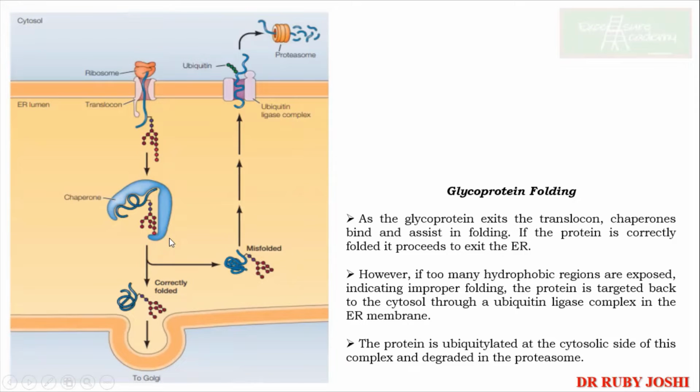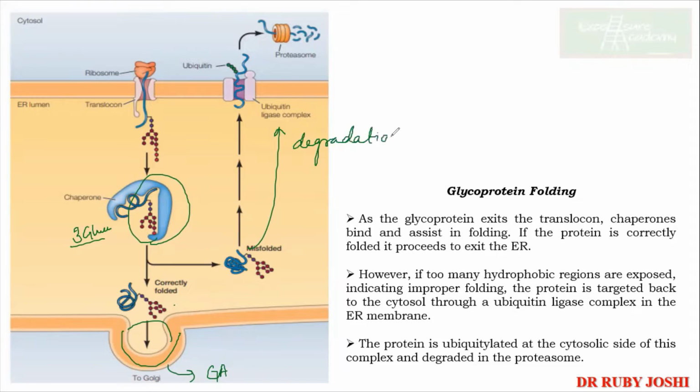Now this chaperone, can you see how beautifully it is making interactions with the protein as well as the sugar moiety over here. It understands that the 3 glucose were already removed, so it helps in the proper folding of the protein, and it gets correctly folded. Then it is loaded into a vesicle and goes to the Golgi apparatus. Now, if it understands that the glucose are not removed or the protein is not properly folded, it is misfolded, and it goes to the ubiquitin ligase complex where degradation happens. Clear? This path is clear?